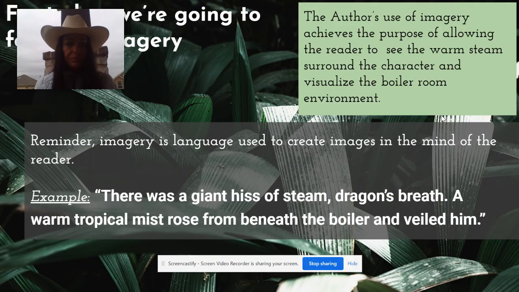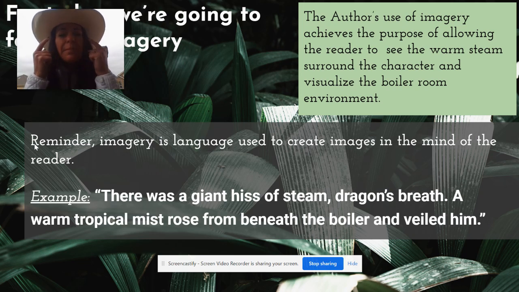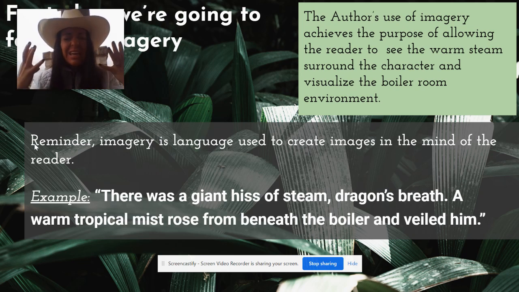Reminder, imagery is language used to create images in the mind of the reader. It's not sensory imagery, because remember, sensory is my 5 senses. This one is just working on my eyes and my mind's eye. Can I see it in my mind? When I read something, can I see it and visualize it?